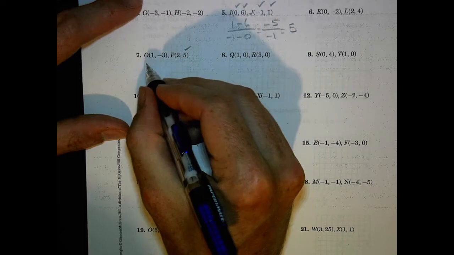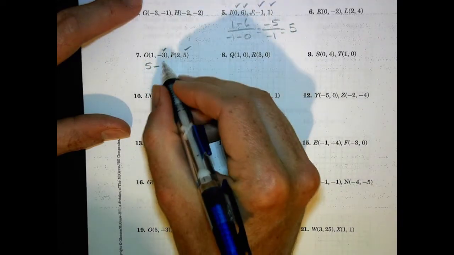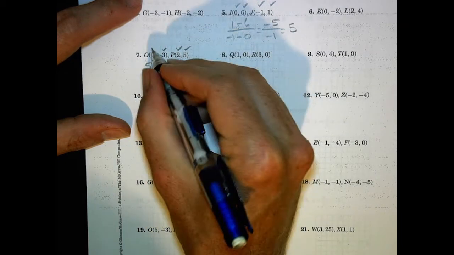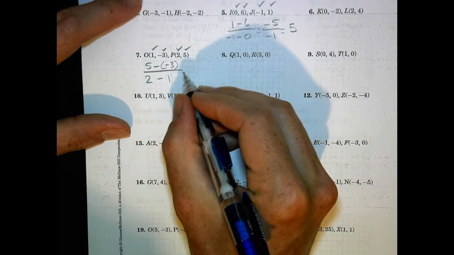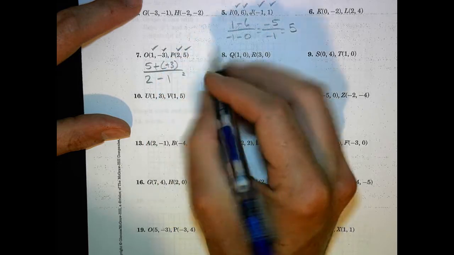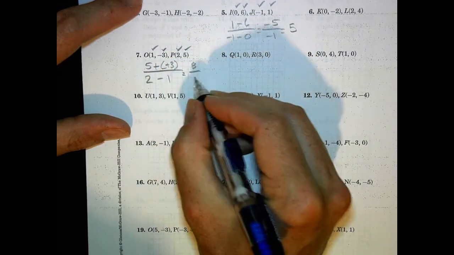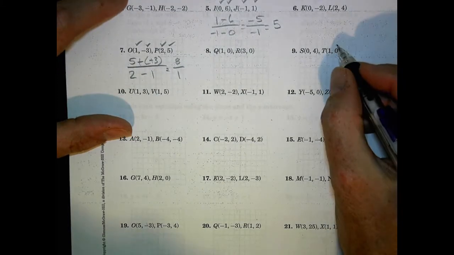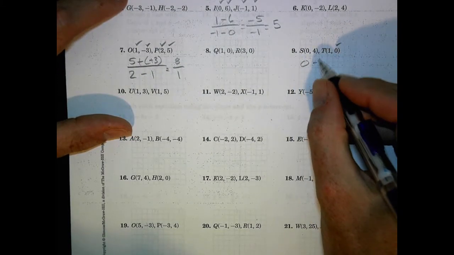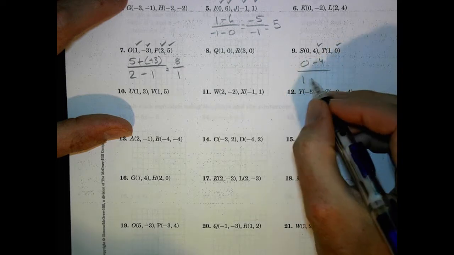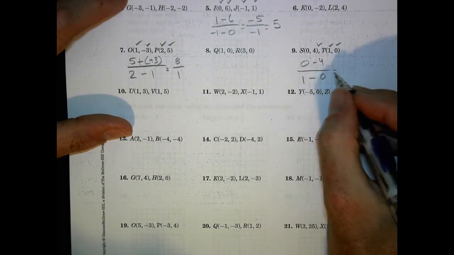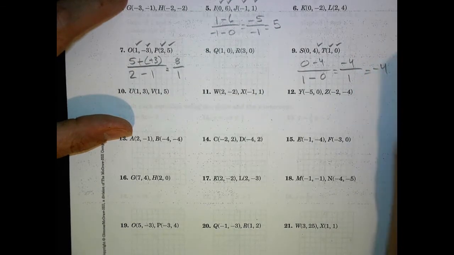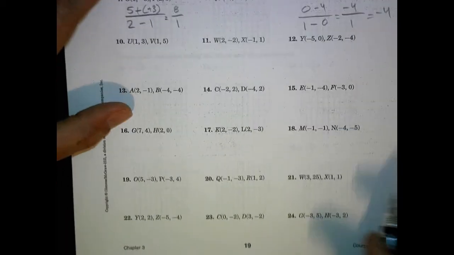7. y2 minus y1 divided by x2 minus x1. 5 minus negative 3 is adding the opposite. 2 minus 1 is 1. So my answer is 8. Next one we have 0 minus 4 over 1 minus 0. So negative 4 over 1, or simply negative 4, a downward slope there.